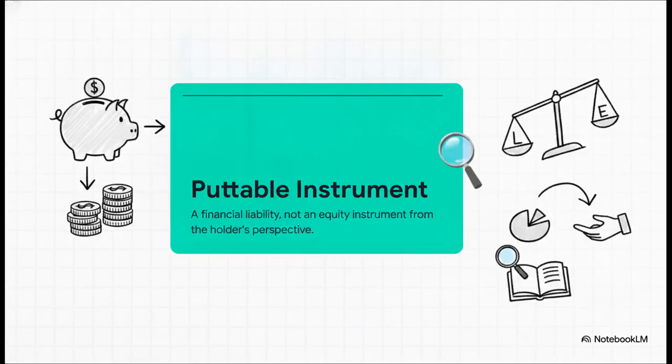And that brings us to a huge roadblock. You see, a unit of a mutual fund, like our Smallest Beautiful Fund, is a puttable instrument. Because the holder can essentially put it back to the fund for cash at any time, it is inherently a financial liability from their perspective. It's not an equity instrument. Now sure, Ind AS 32 does have some exceptions that allow the issuer of the fund to classify it as equity, but that doesn't change anything for the investor holding it. For the holder, it is a financial liability, period. FVTOCI is legally impossible here.